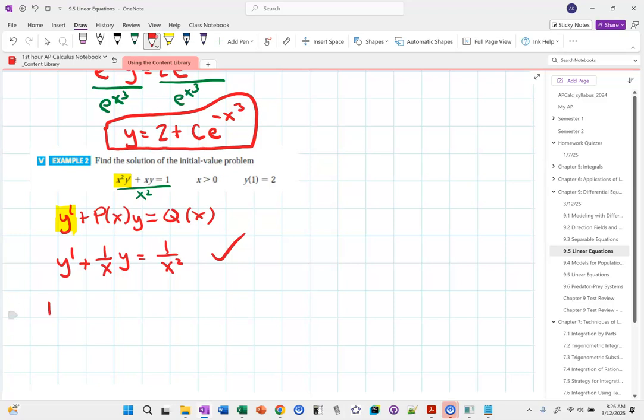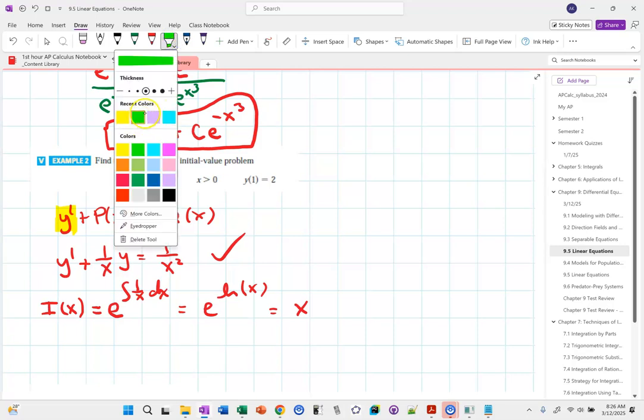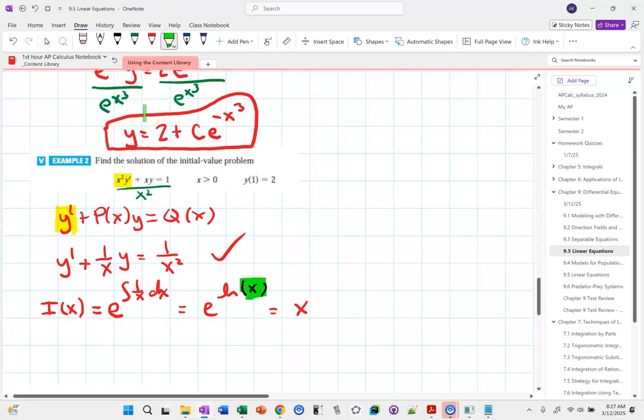Okay, so the next thing we're going to do is we'll calculate our I of x. So that should be e to the integral of p of x dx. The integral of 1 over x is natural log. And now I can just write natural log x. I don't have to write absolute value of x. Why can I do that in this case? Why did I drop the absolute value?